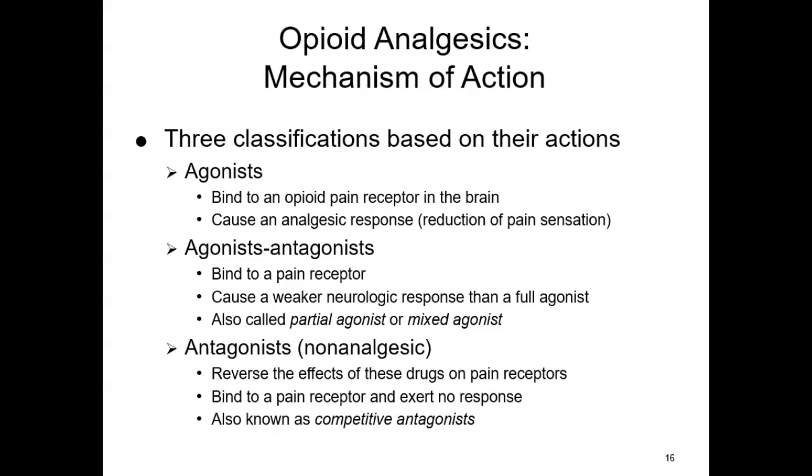Now, the mechanism of action for all of our opioid drugs: they could be agonists, which means they're binding to the opioid receptors and blocking the pain sensation. Agonist-antagonists bind, but they're a little bit weaker. And then the antagonists are actually non-analgesics. These are not for pain control. This is what we're going to use to reverse the effects of opioids. So just look at those three different types of classes.